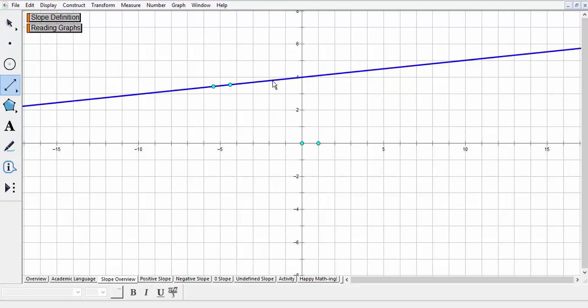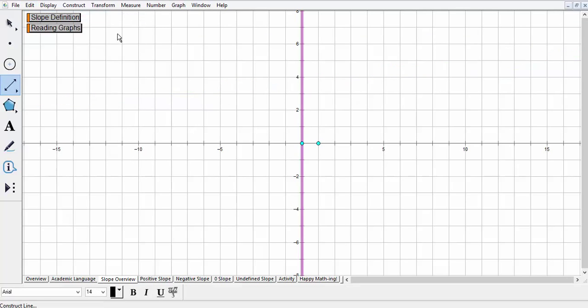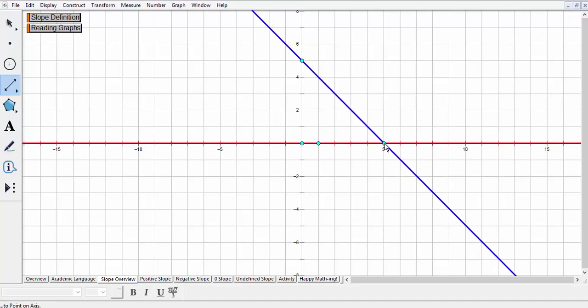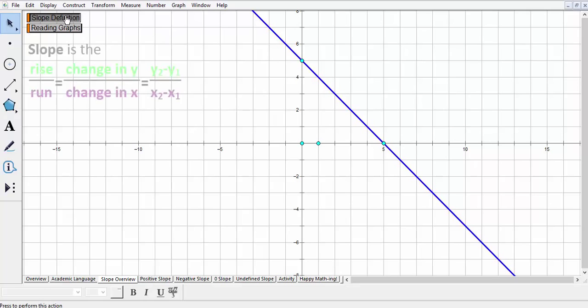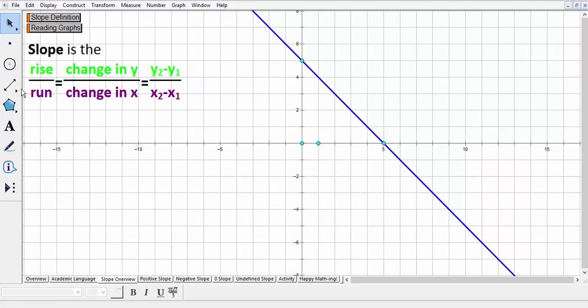segment. Now you can make a line with any 2 points, as you can see here, although I don't really like that line. I'm going to use the points 0, 5 and 5, 0. So now that we have a line, we can begin to look at what the definition of a slope is. The slope is the rise over the run, the change in y over the change in x.